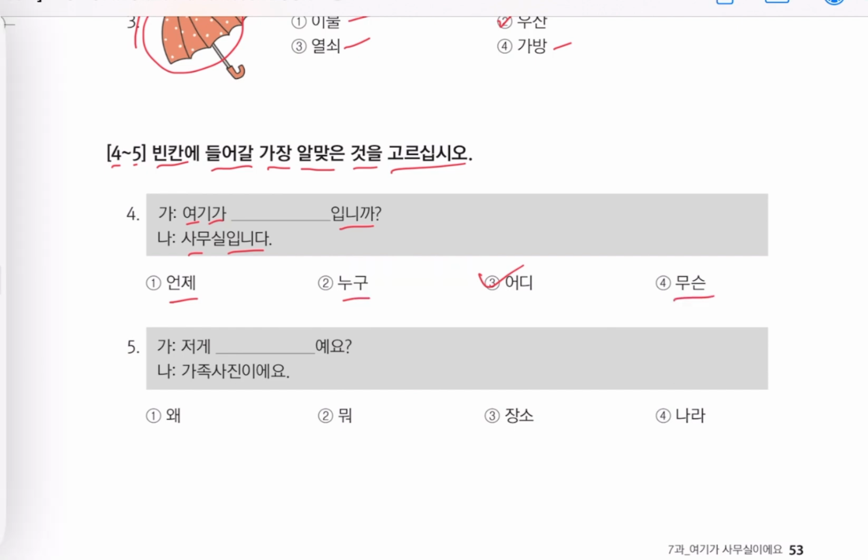Question number 5. Choge dash yeyo. Kajuk sajan yeyo. Choge, what is there? Kajuk sajan, family picture. Yeyo, that is a family picture. Chogega mo yeyo. Our answer is mo. Mo is what? Ve is why. Changso is place, and Nara is country.